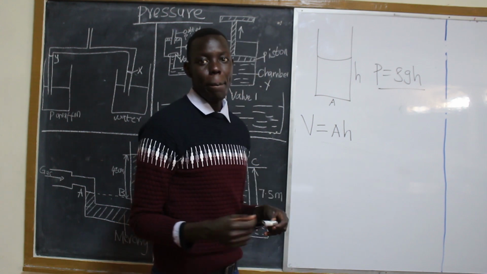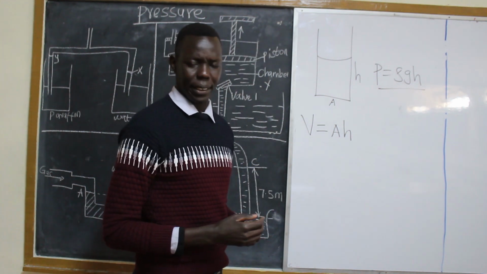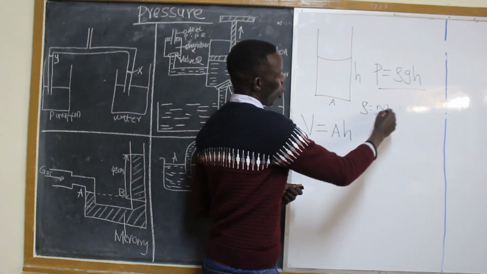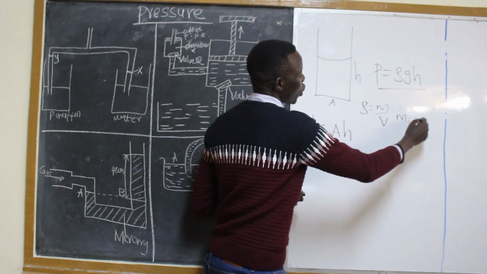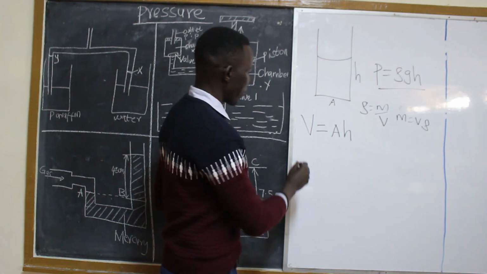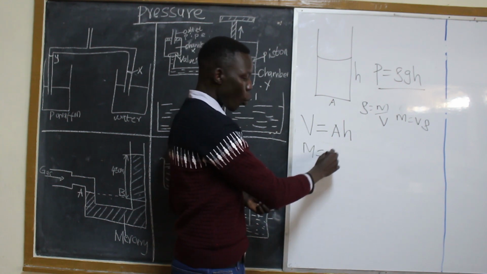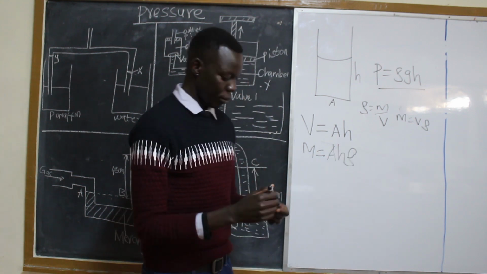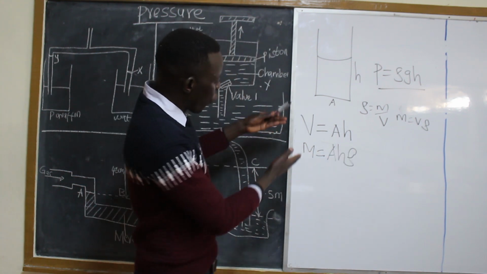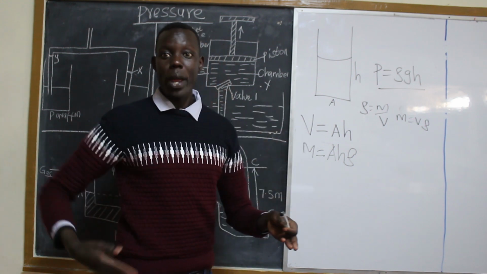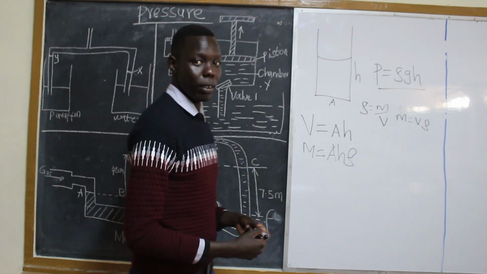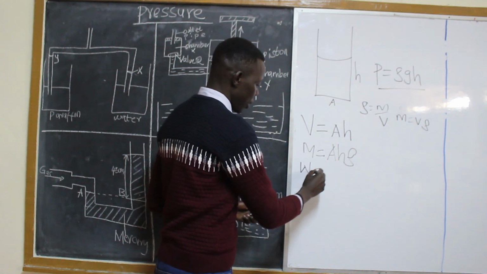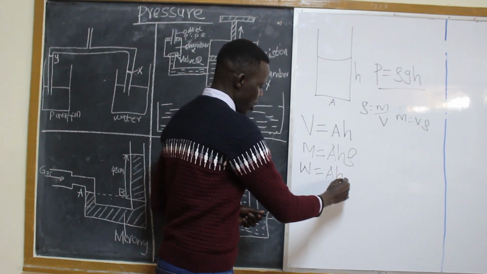Now from there, we calculate what? The mass. You know, density is given by mass over volume. If you want to get mass, it is volume times density. So the mass is volume, which is AH, times the density rho. So you see, we move from volume to mass. Now we are going to weight. If you want to get weight from mass, you multiply by G. Weight is equal to A H rho G.